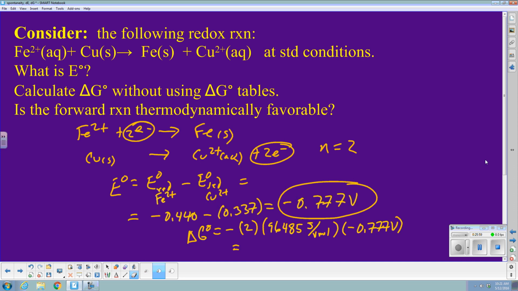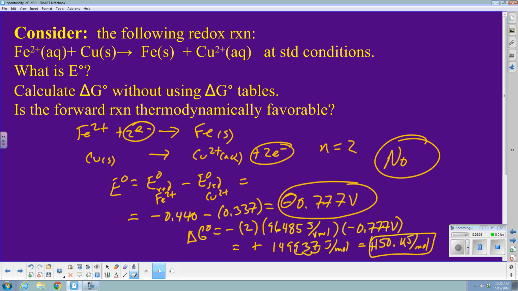And what do I get? 0.777 times 96485 times 2, and I get a positive 149937 joules per mole. Just to make that a little cleaner, let's make that into kilojoules. I get 3 sig figs, so it's really a positive 150 kilojoules per mole. Good. Is that thermodynamically favored? My delta G is a positive value. My E is a negative value. The answer is no. It is not thermodynamically favored. You do the last one, and we are done.